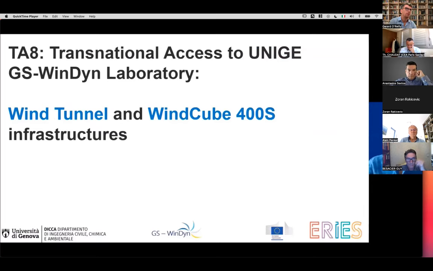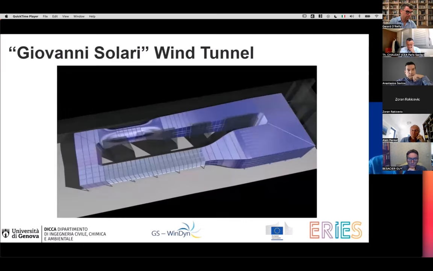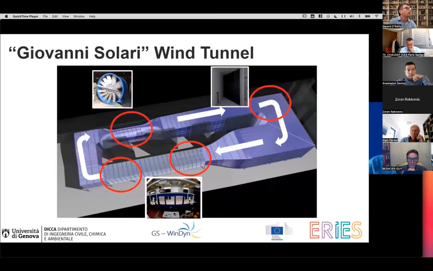The first facility shared by the University of Genoa is the Giovanni Solari Wind Tunnel. It is a closed-loop subsonic circuit whose main features are summarized in this slide. The wind tunnel is characterized by a low level of turbulence and a very good velocity uniformity. The wind tunnel features two different test sections.